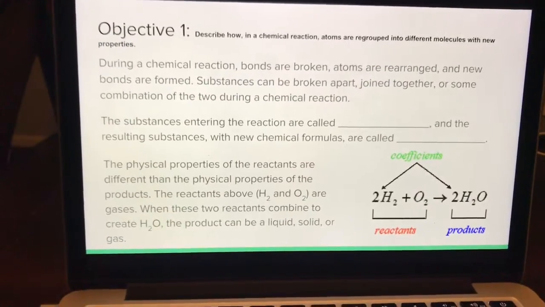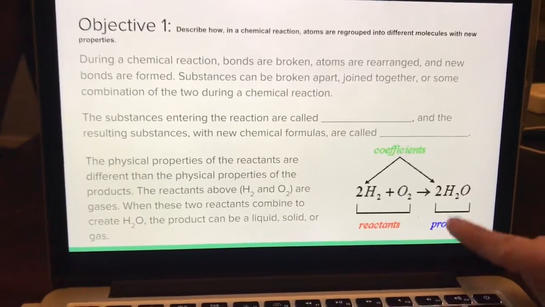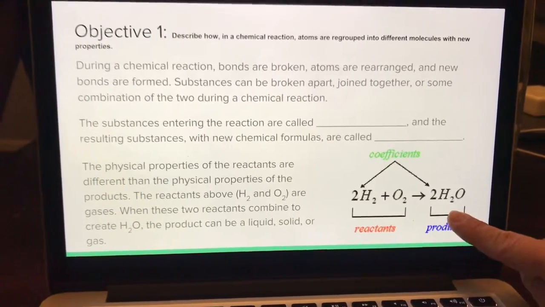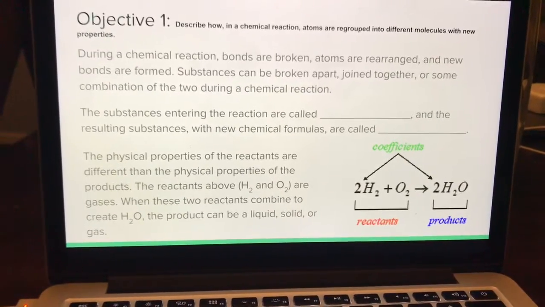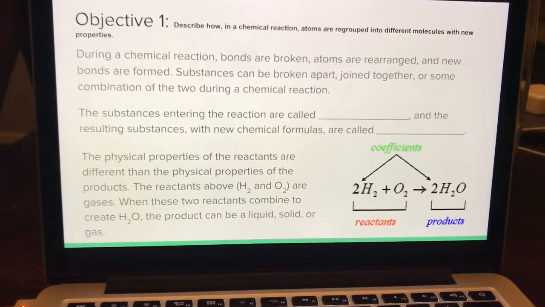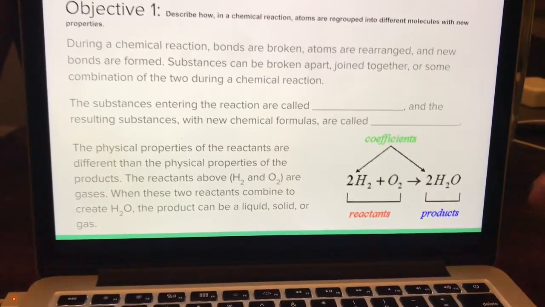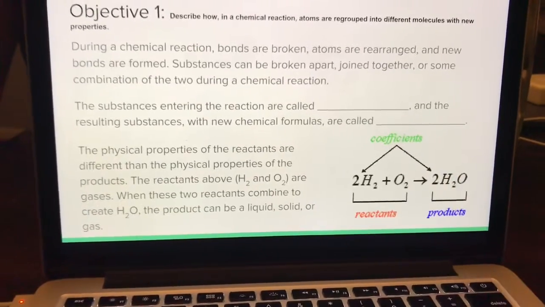So the physical properties of the reactants are always going to be different than the physical properties of our products. So, for example, the reactants H2 and O2 are both gases. When these two combine, they form H2O, which can be produced as a liquid, a solid, or a gas: water.